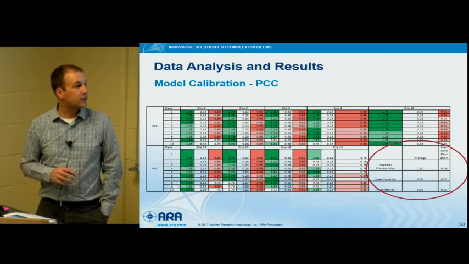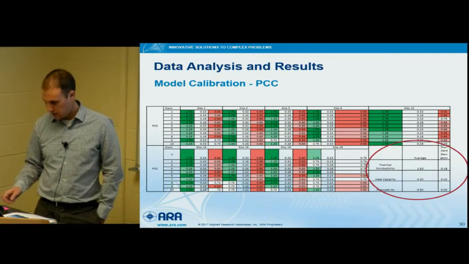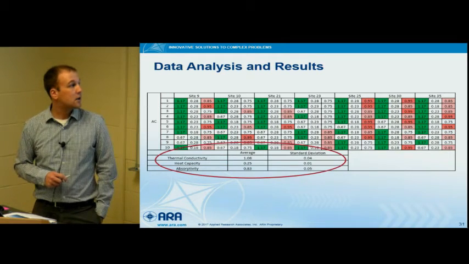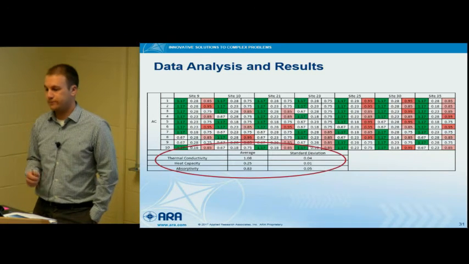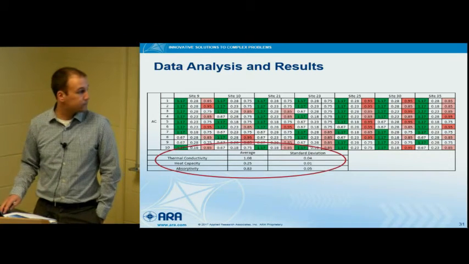So this was for rigid pavements. And then for flexible pavements, it was a similar process. So we came up with 1.08, 0.25 for heat capacity, and 0.83 for absorptivity.